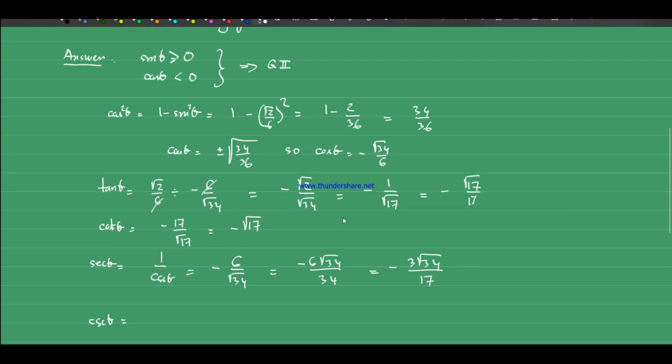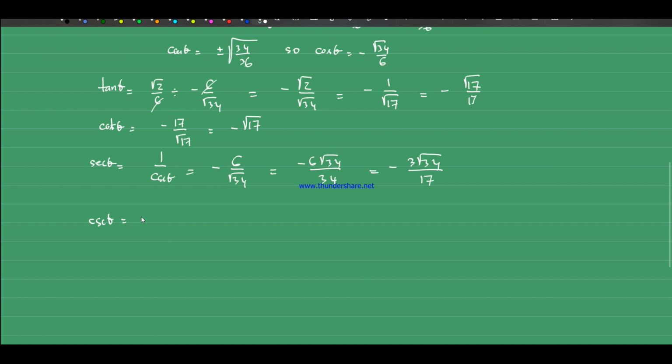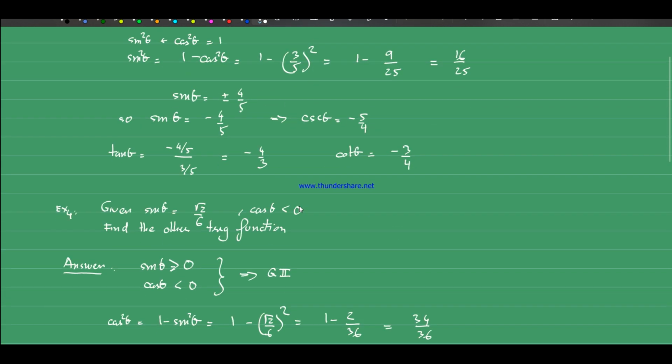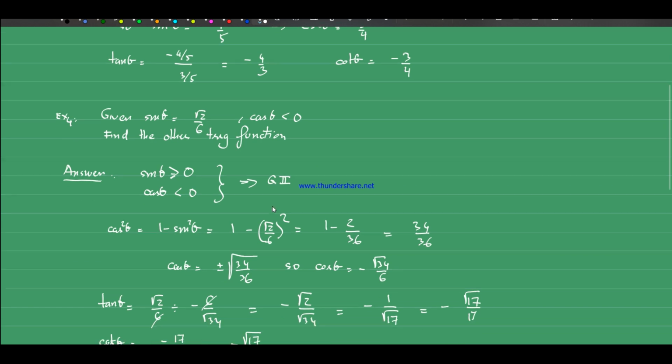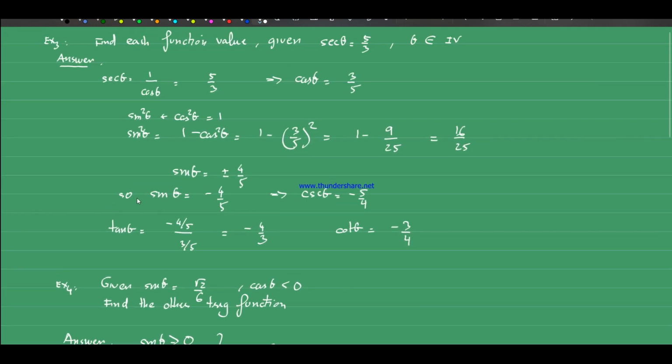1 over sine is 1 over square root 2 over 6, which is 6 over square root 2, which is 6 square root 2 over 2, which is 3 square root 2. Okay, good. There you go. So you got an idea of how the unit circle and the table of values for special angles work in this section.